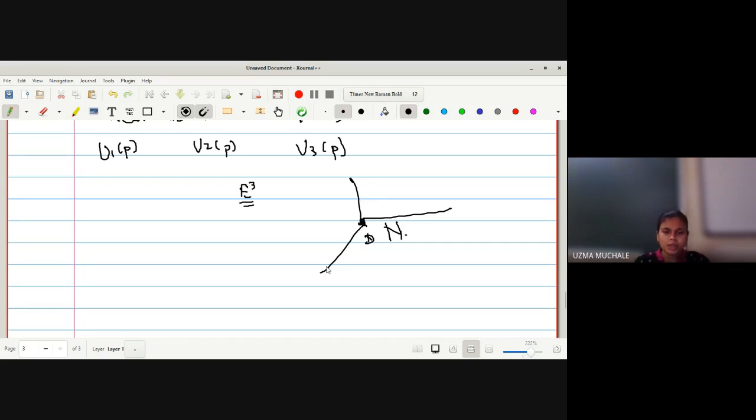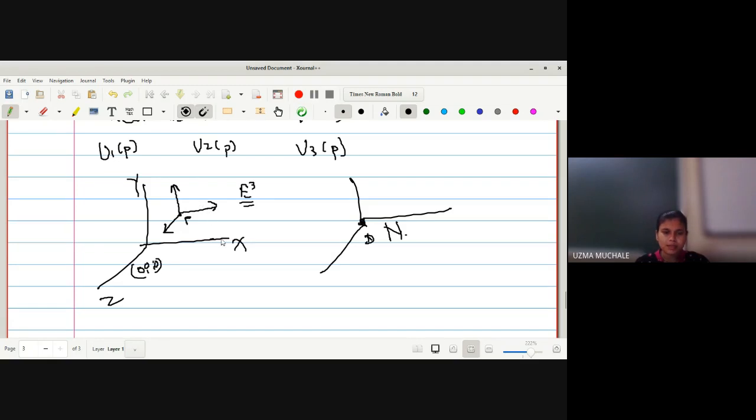Okay, so here the origin is at 0 0 0, and these are your x-axis, y-axis and z-axis. Now what is given here, u1p, u2p, u3p, means what? Suppose instead of having an origin, I have a point P here. How are you going to find out what these axes are?